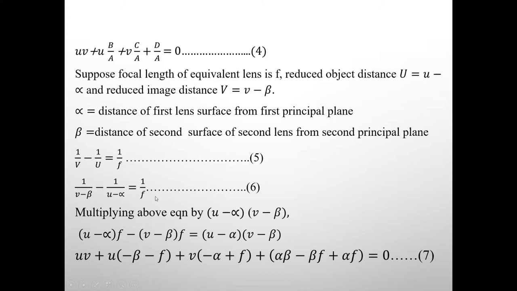Multiplying the above equation by U minus alpha into V minus beta, we can write U minus alpha into F minus V minus beta into F is equal to U minus alpha into V minus beta. Simplifying this, UV plus U into bracket minus beta minus F plus V into bracket minus alpha plus F plus bracket alpha beta minus beta F plus alpha F is equal to 0, equation 7.